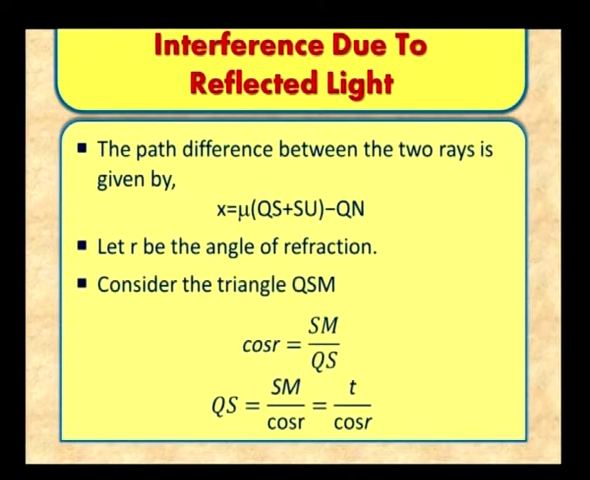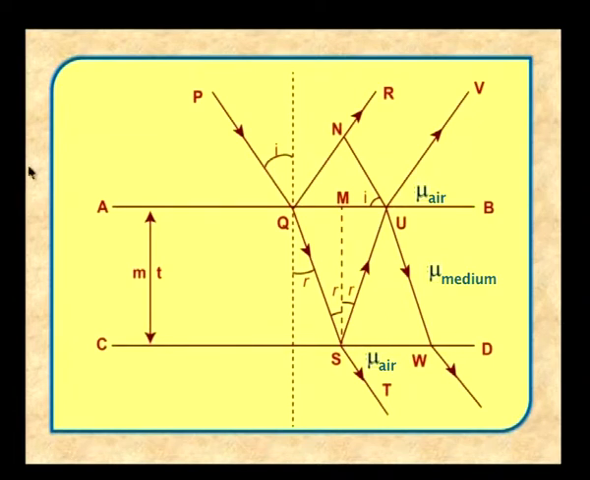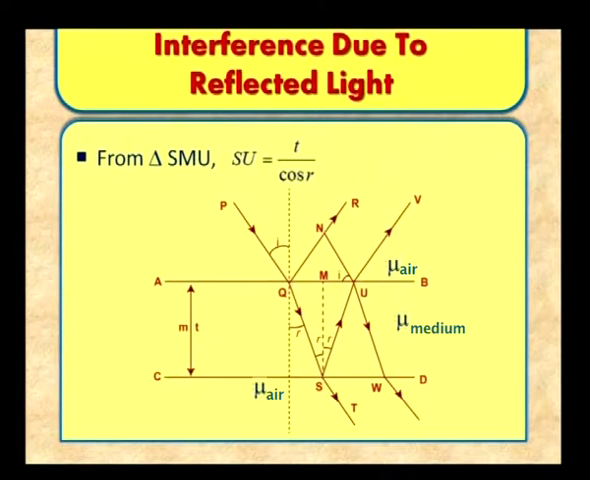Now, Q S and S U will be one and the same. As I told you, Q S is already shown to be equal to T by cos r, and S U is also T by cos r. So, T by cos r plus T by cos r is the extra distance travelled, multiplied by mu. This is where Q N will be.